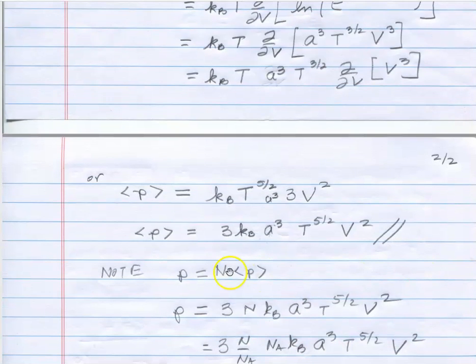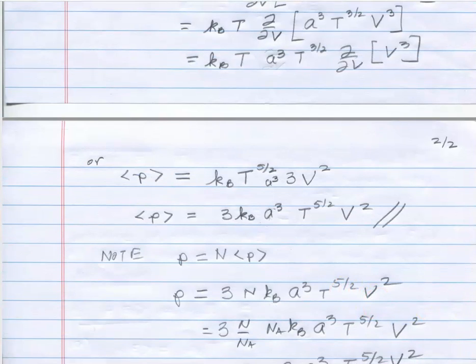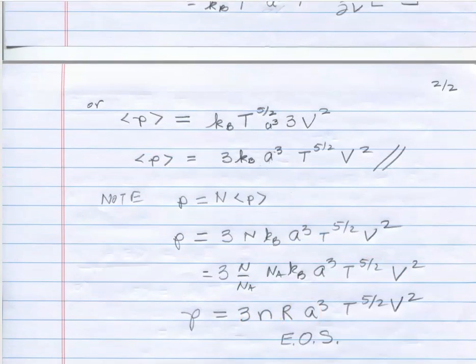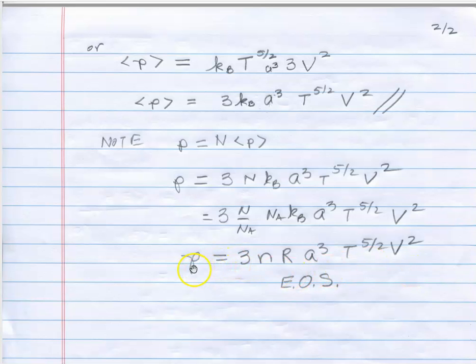And when I do that, multiply this by the number of particles, I get 3N kB a cubed T to the 5 halves V squared. And more often than not, you'd multiply and divide by Avogadro's number. N_A times kB is just the ideal gas constant, and N over N_A is just the number of moles of the gas. So the pressure, again I'm using small p for pressure, is 3nR a cubed T to the 5 halves V squared.